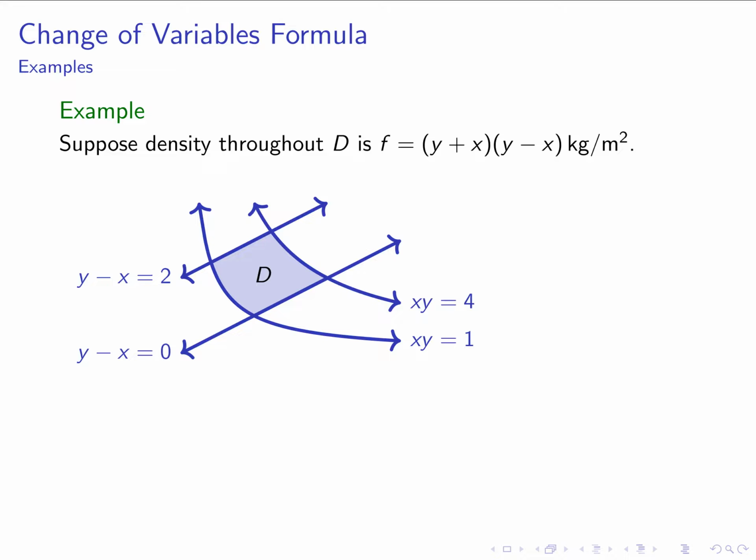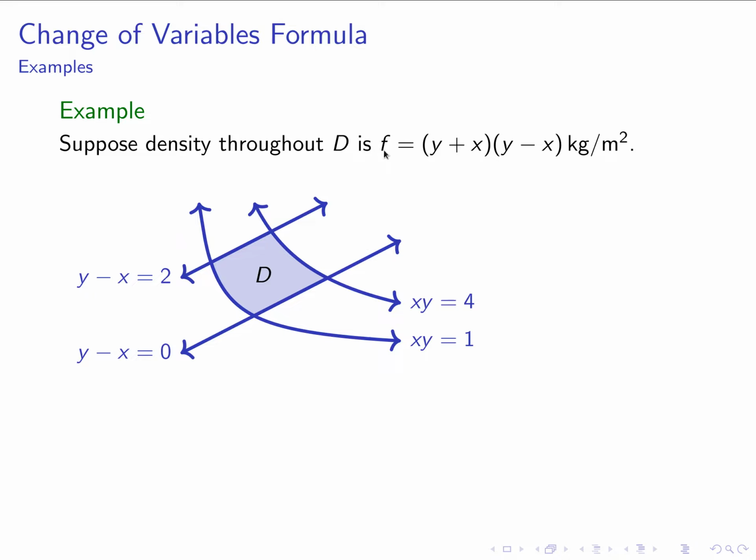Let's look at another, maybe more complicated example. Here we're looking at an example where the region D we're studying is bounded by these 4 curves. So this is a complicated region that's bounded between these 2 lines and these 2 curves. The lines in this region are y minus x equals 0 and y minus x equals 2. And the curves defining the other sides of this region are x times y equals 1 and x times y equals 4.